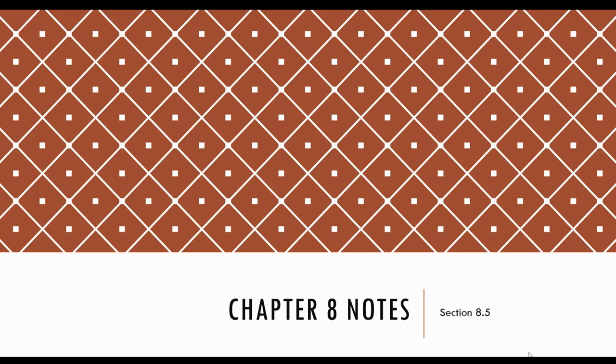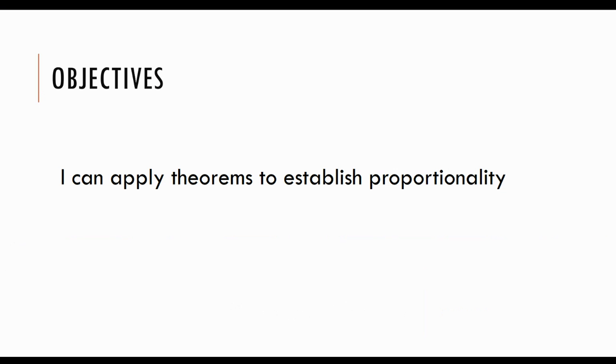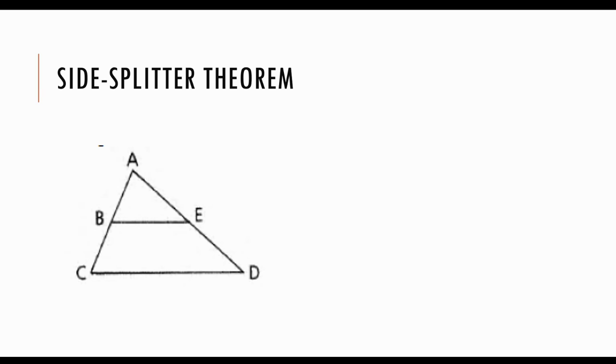Today we're going to look at section 8.5. This is where we're going to apply theorems to establish proportionality. So the theorem that we're going to use in order to establish proportionality is called the side splitter theorem. So I want us to look at this picture, and I'm going to give you a piece of given information and tell you two things then that we know regarding this side splitter theorem.